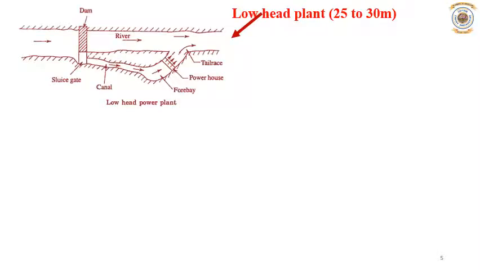First one, a low head plant. This is based on availability of head. If the head varies from 25 to 30 meter, then it is termed as a low head plant. These plants usually consist of a dam across the river, as you can see in this diagram. You can construct a dam across the flowing water.